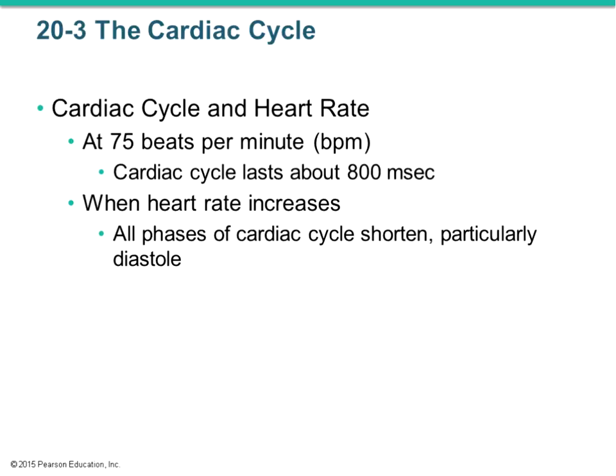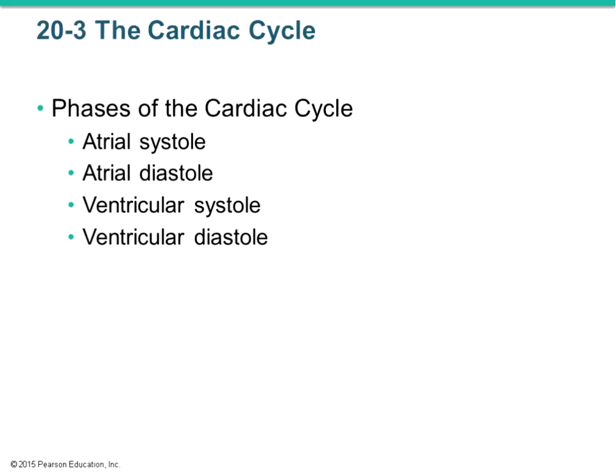Now, for our purposes in our discussion, we're going to say that heart rate is typically about 75 beats per minute. So the cardiac cycle is going to last about 800 milliseconds. When heart rate goes up, everything in the cardiac cycle is going to shorten, particularly diastole. So you get less relaxation time as heart rate goes up.